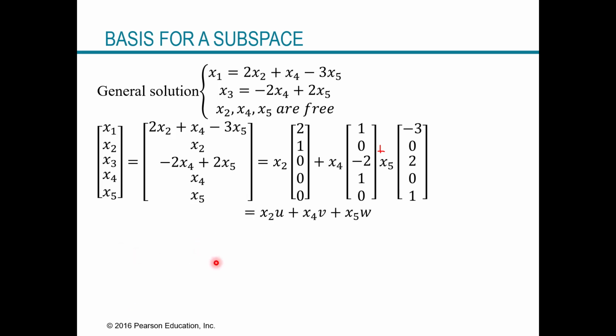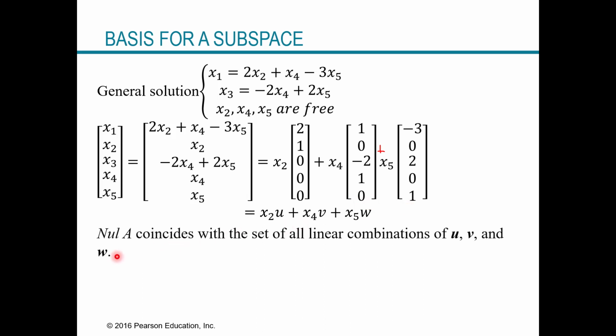And so what this is telling us is if we think of these three right here as vectors, I'm calling them u, v, and w, then we can say that the null space of A coincides with the set of all linear combinations of these vectors, u, v, and w. And therefore, the set containing those vectors, this one here and this one here, form a basis for the null space of A.